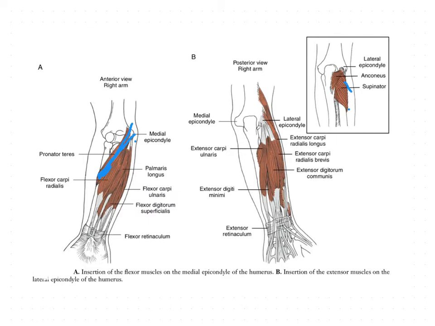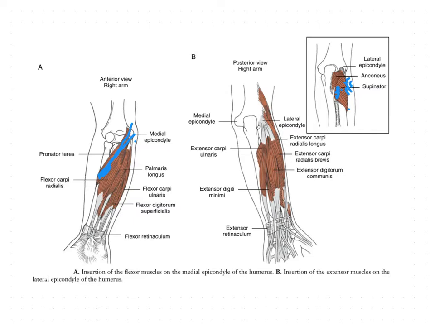You can see here the lateral epicondyle of the humerus and the radial collateral ligament and also the annular ligament and the lateral aspect of the ulna. You can see this muscle is also originating from the lateral aspect of the ulna. This is the posterior view of the elbow joint.